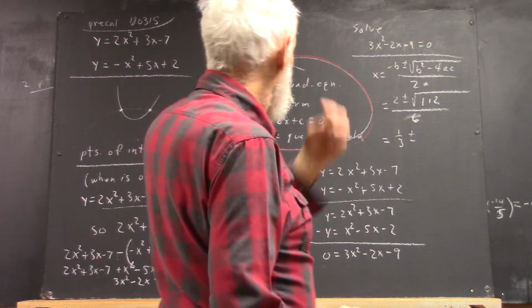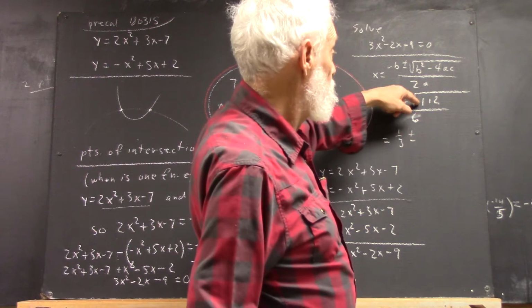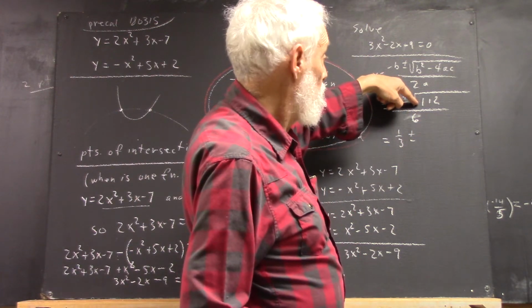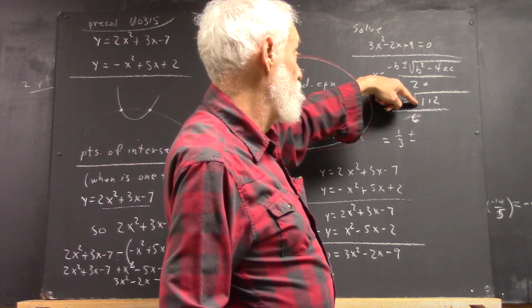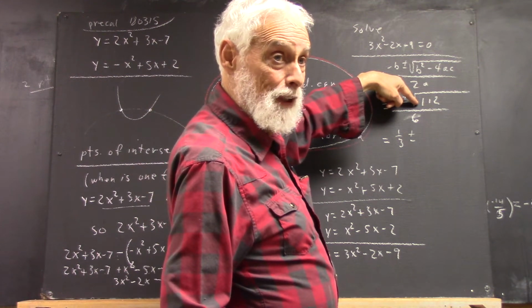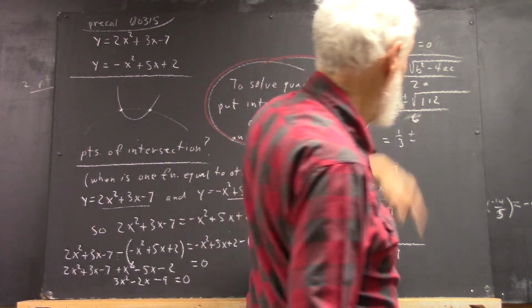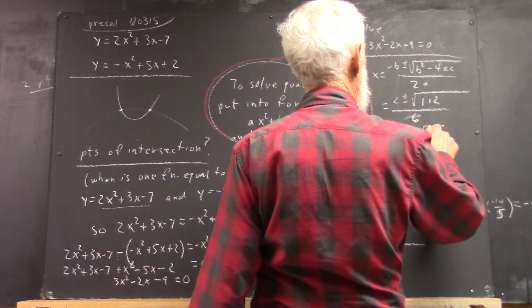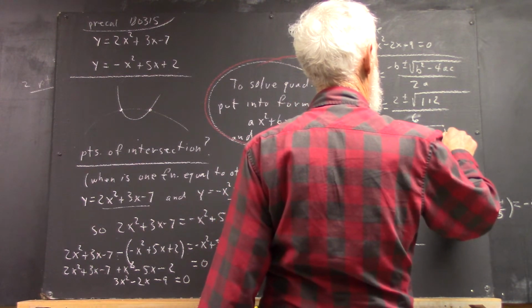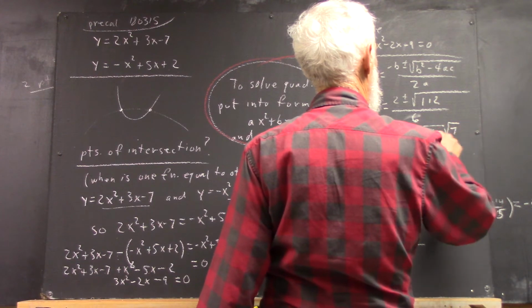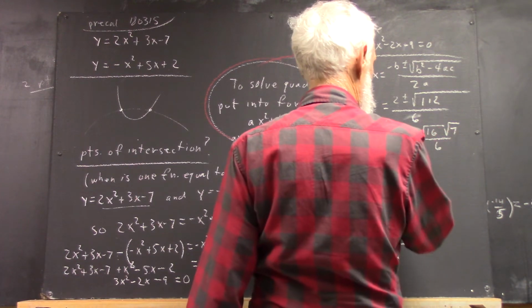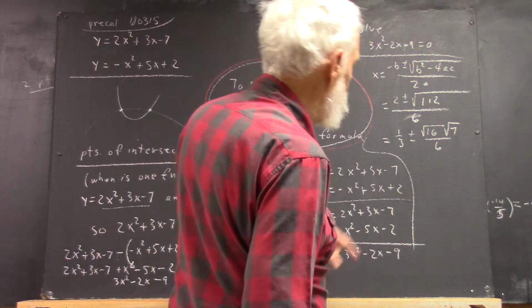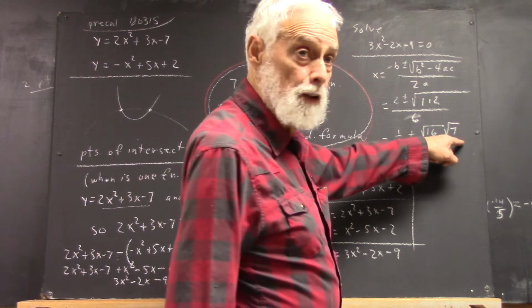Okay, now that square root of 112, 112 is divisible by 4. You get 28. It's actually divisible by 16. You get 7. 16 times 7 is 112. I'll write out the details of that. Okay, the square root of 112 is the square root of 16 times the square root of 7.